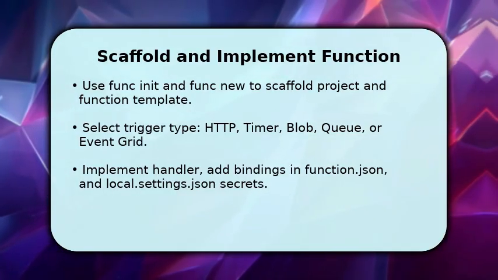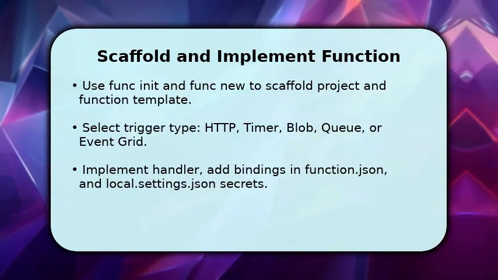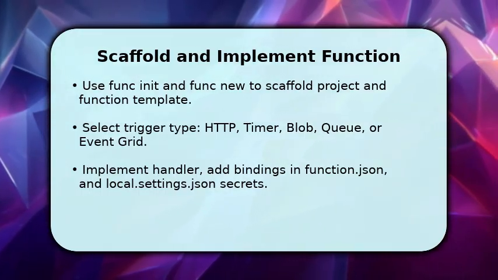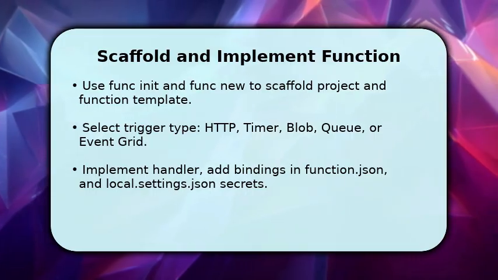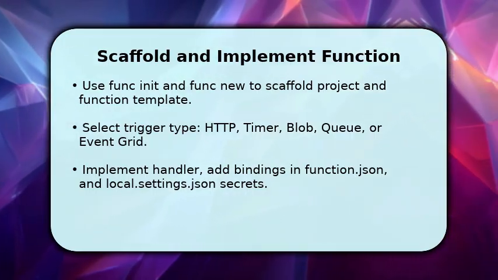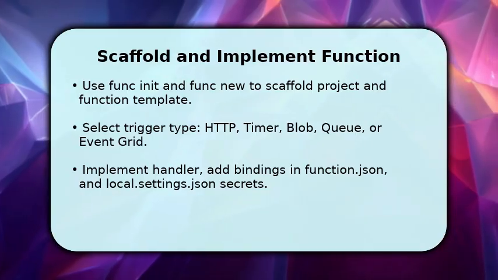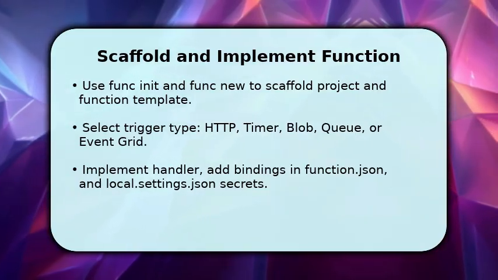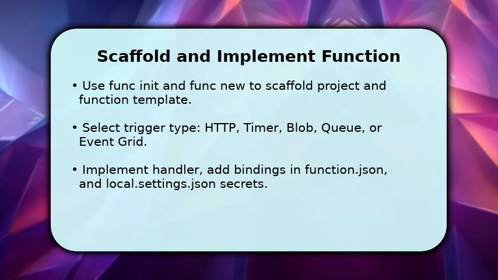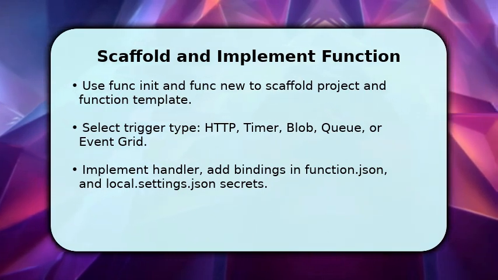Implement the handler code, then configure input and output bindings in function.json so Azure handles data flow. Also add connection strings and secrets to local.settings.json for local testing. Run func start to test locally and iterate until logs and responses match expectations.